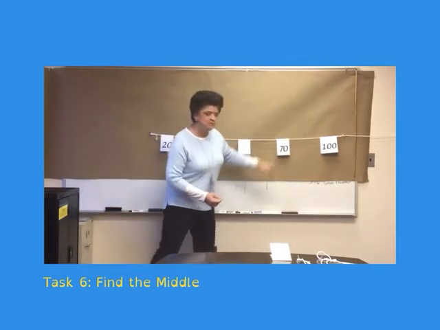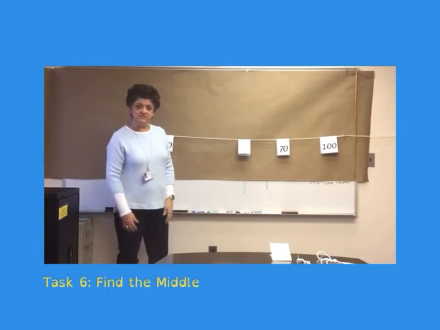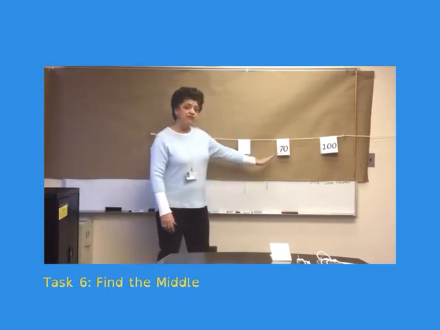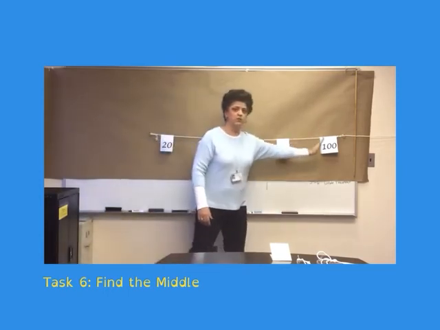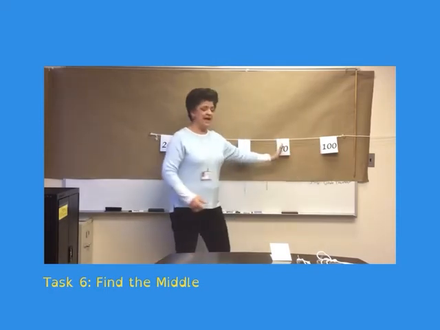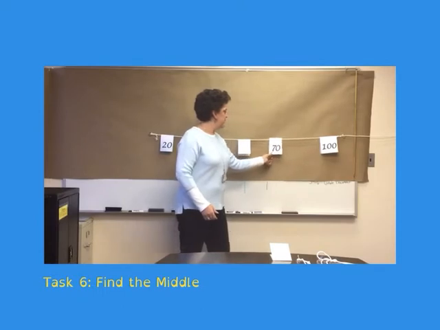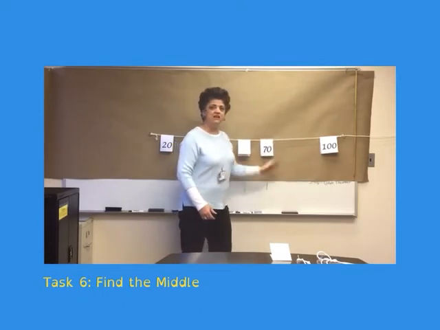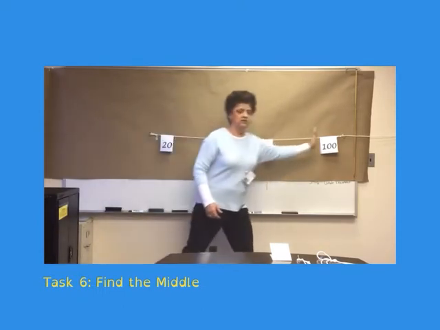So if they place in the middle, we're going to have a discussion. Is 70 halfway between 60 and 100? I'm hoping that they reason that no, 80 is halfway between. So they recognize that they would have to adjust the 70 to be closer to center than to the 100.